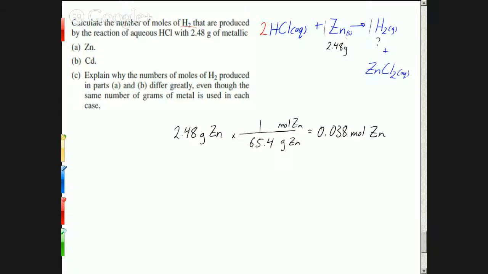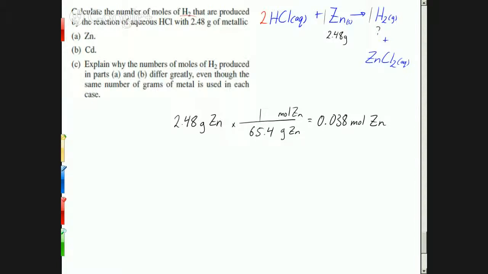So you compare the product to the reaction? Right, or whatever you're being asked to do. So in this case, we can take our 0.038 moles of zinc, and we can figure out by the equation how many moles of zinc to how many moles of hydrogen gas. The equation tells us that's 1 to 1. So that means that we produce 0.038 moles of H2.